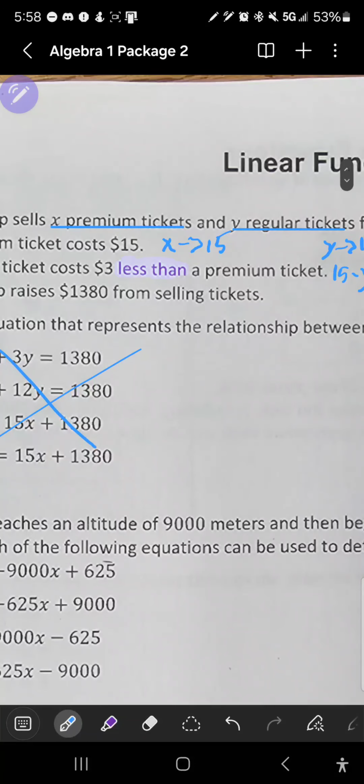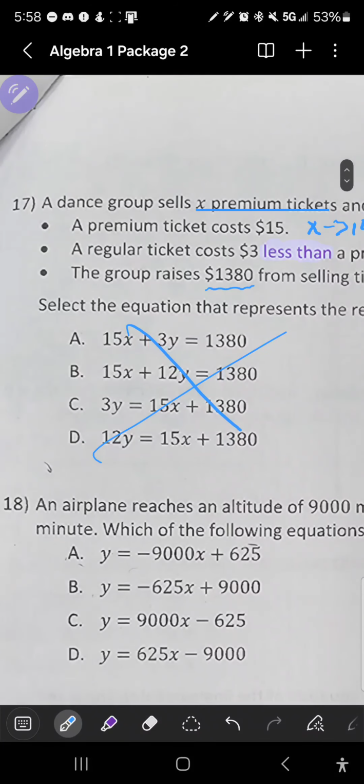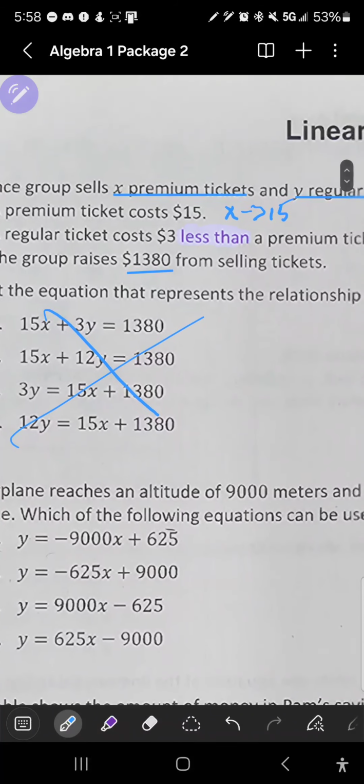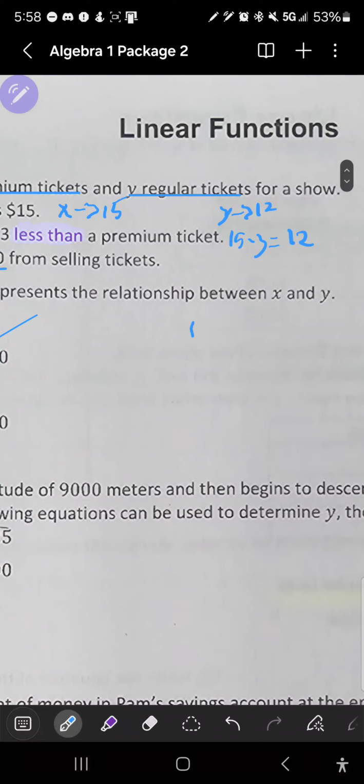Now I said that all X's and all Y's, which is all premium tickets and all regular tickets, are going to be equal to 1380, because that's the total amount they raised. So I know that 15x plus 12y is going to be equal to 1380.